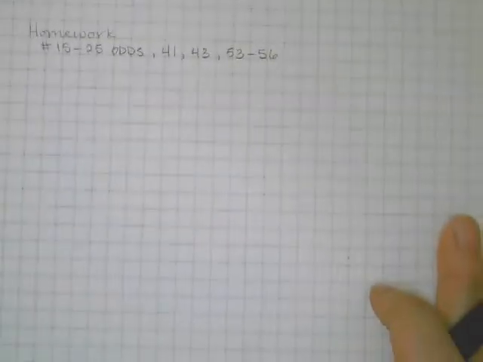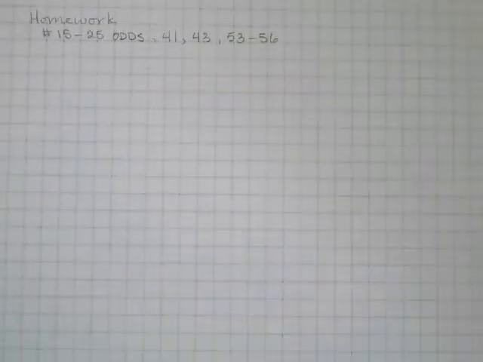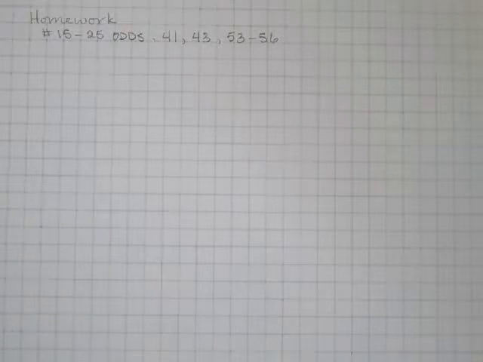So your homework is numbers 15 through 25, odds. So what that means is 15, 17, 19, 21, 23, and 25. And then number 41, 43, and then 53, 54, 55, and 56.